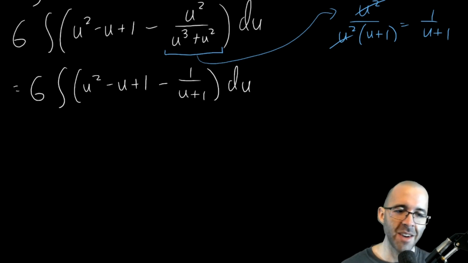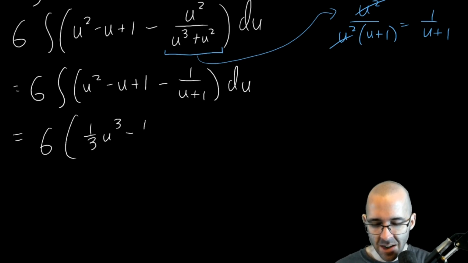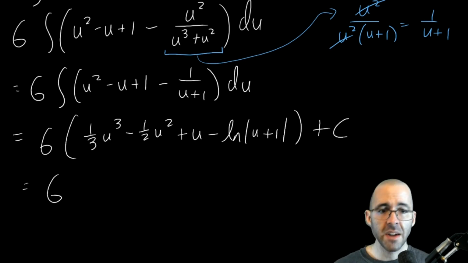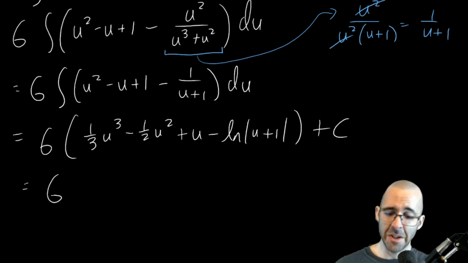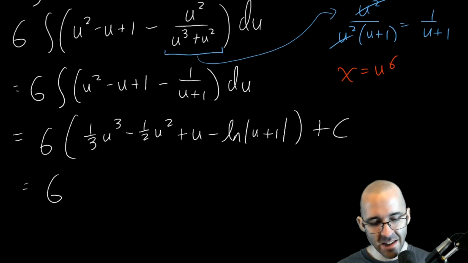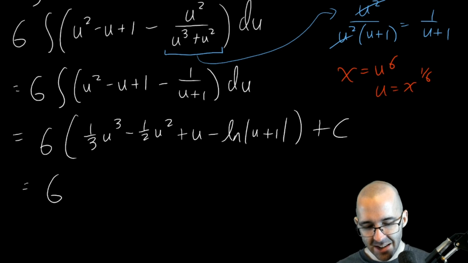I'll do a bonus problem. I want to do another partial fractions for you guys. So you get 6 times 1/3 u cubed minus 1/2 u squared plus u minus the natural log absolute value u plus 1, plus c. And u was, ooh, we don't know what u was. x was u to the 6th. We're assuming everything's positive here because x had to be positive for this to make sense. The u was x to the 1/6.